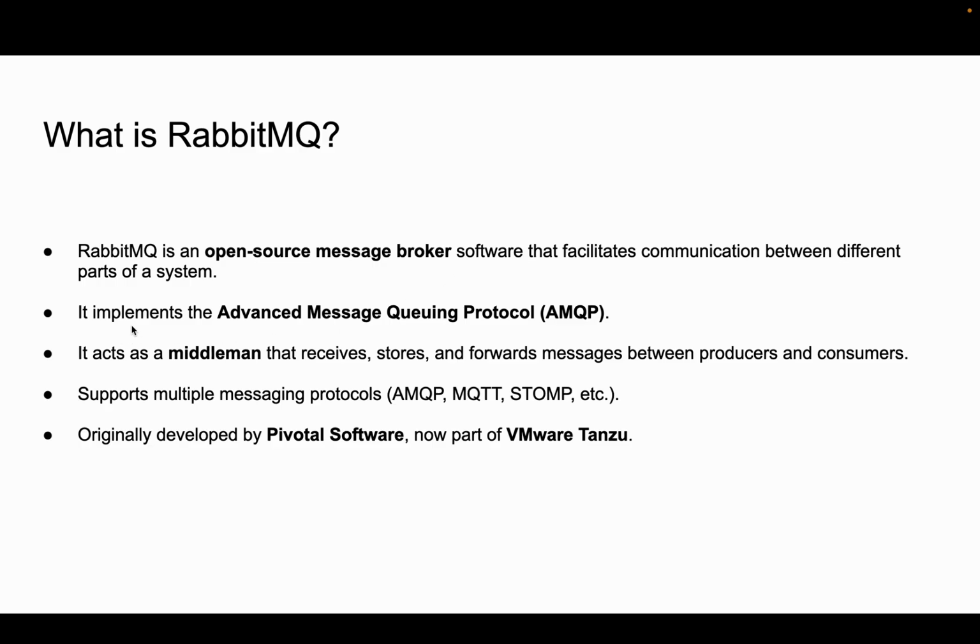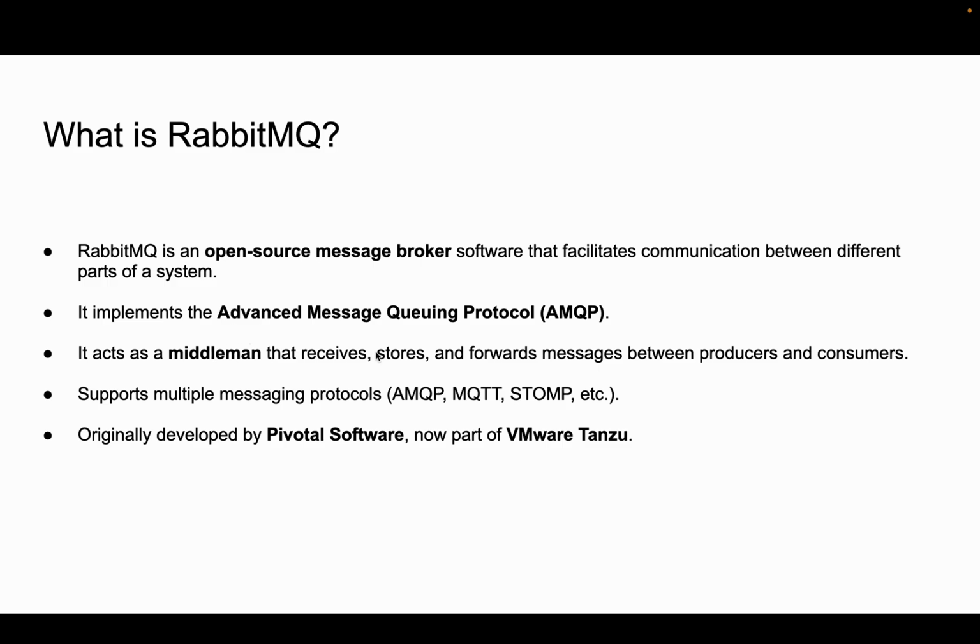So it implements the Advanced Message Queuing Protocol, which is AMQP, and RabbitMQ acts as a middleman, which receives, stores and forwards messages between producers and consumers. So here, you can consider producers and consumers as different services. If you are familiar with microservice architecture, you can consider that you have one microservice which emits some output, and that output is required by your consumer or another microservice.